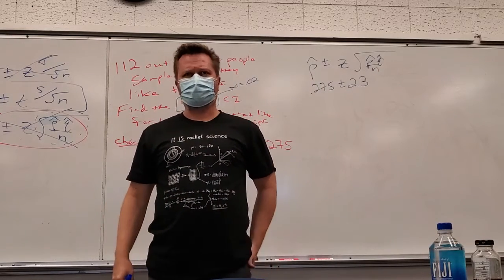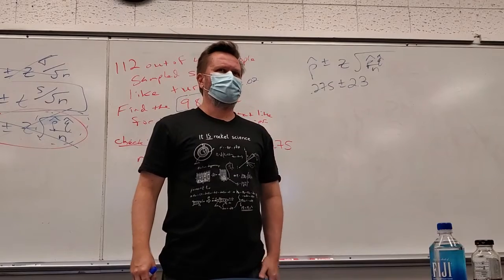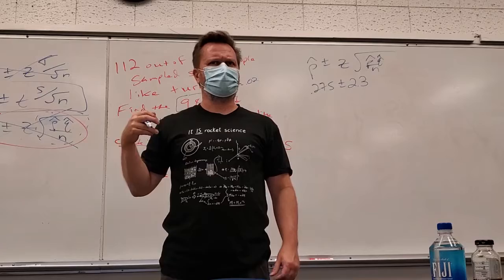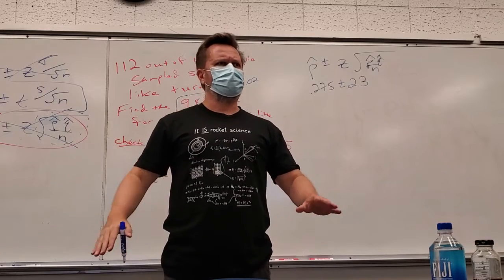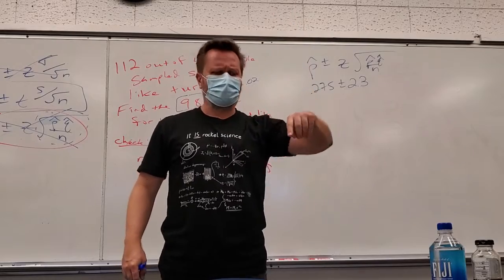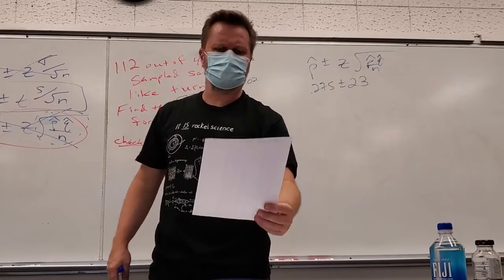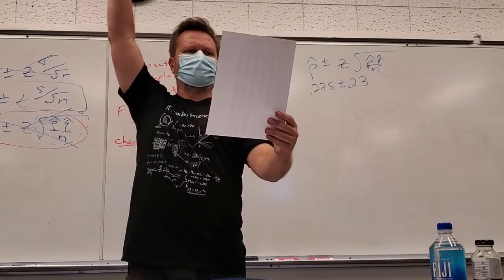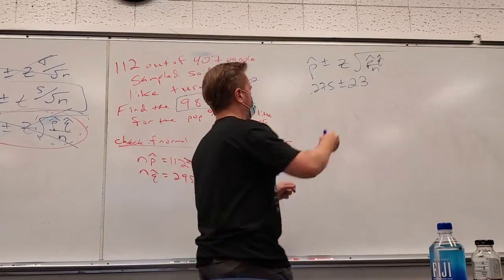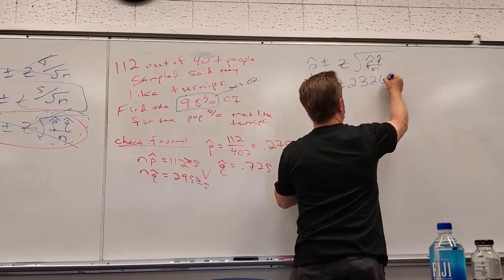Are you using your t-score chart like you should be? Is anyone concerned that this is supposed to be a z-score? Why are we using a t-score chart? Where are z-scores on the t-score chart? At the very bottom, right? So if you look in the 0.02 in the second column, and you go all the way to the bottom, what do you get? 2.326.